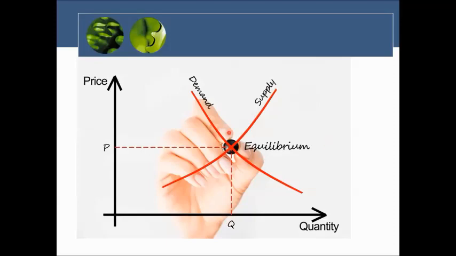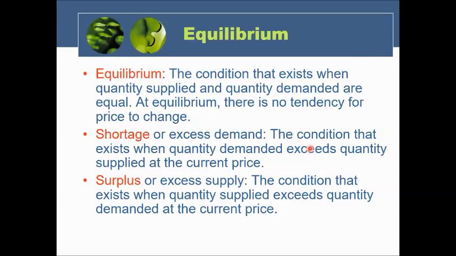So this is an example of equilibrium. Here, equilibrium is the condition that exists when the quantity supplied and the quantity demanded are equal. So at equilibrium, there is no tendency for price to change.